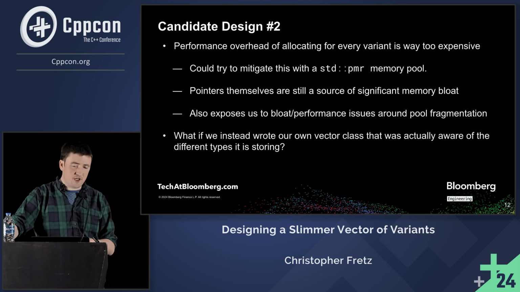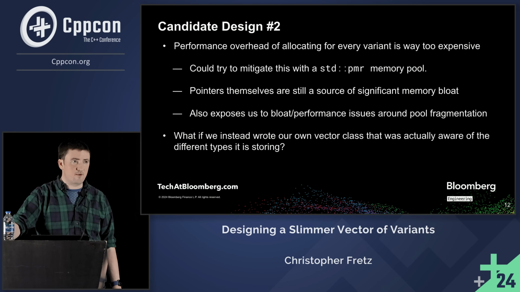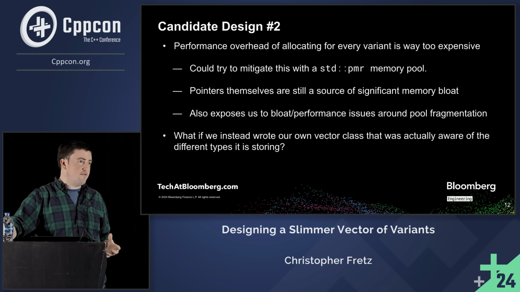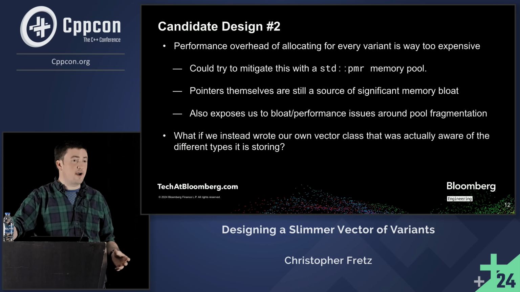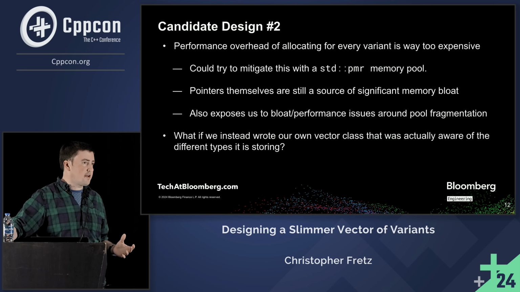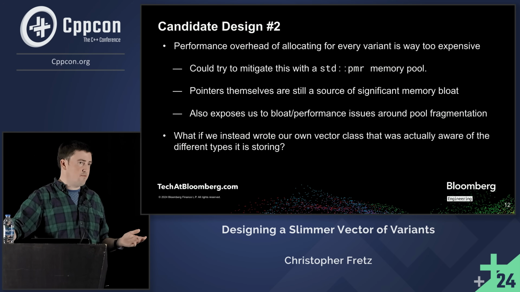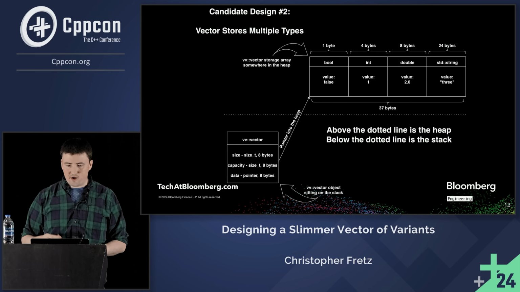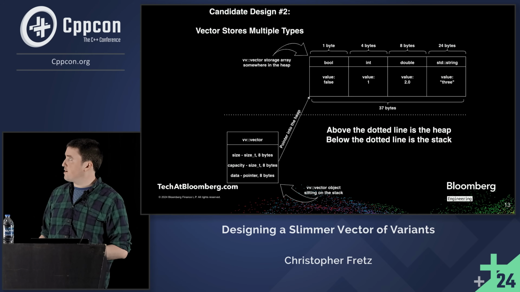Instead of taking the approach here of allocating inside of the variant, let's try to keep the original characteristics of the data structure here. If we instead were willing to write our own vector class that was actually aware of the fact that it's storing multiple different types, what might that look like? And might that get us to something that might actually do a little bit better here? And so this brings us to our next candidate design here.